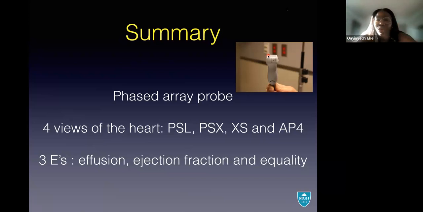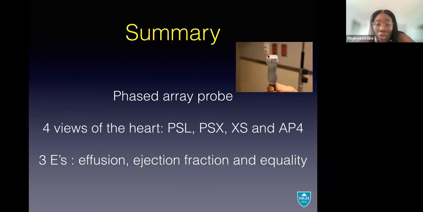We spoke about the different ways that we can differentiate the right from the left. So remember, the right side has the moderator band. The right side, the tricuspid valve is more apically displaced. The right side, the squeeze is more up and down or longitudinal compared to the left side. The left side, the descending aorta is going to be on that side. The squeeze is more inwards and outwards.